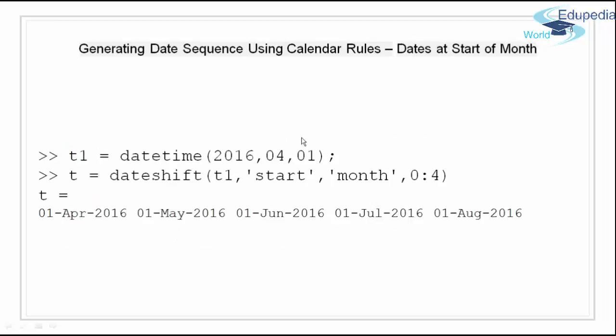Similarly, we can use dateshift to generate a sequence of start of month dates beginning from 1st April 2016. I have specified start as the second input to dateshift to indicate that all datetime values in the output sequence should fall at the start of a particular unit of time. The third input argument defines the unit of time, in this case the month. The last input to dateshift can be an array of integer values that specifies how t1 should be shifted. In this case, 0 corresponds to the current month and 4 corresponds to the 4th month from t1. So the final result comes out to be 1st of April, 1st of May, 1st of June, 1st of July and 1st of August.